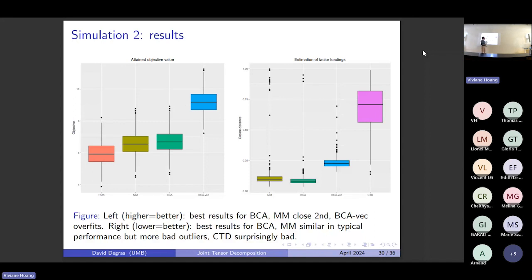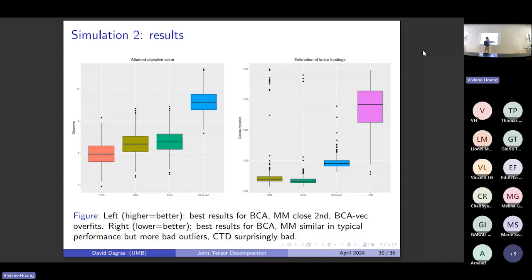Because in terms of the quality of the recovery of the true factor loadings, it is the cosine distance between the estimated loadings and the true loadings. So the lower the better here. And that's what you get after vectorizing the data. Yeah, we're doing better. And this is, oh, sorry, that was with the vectorized data.